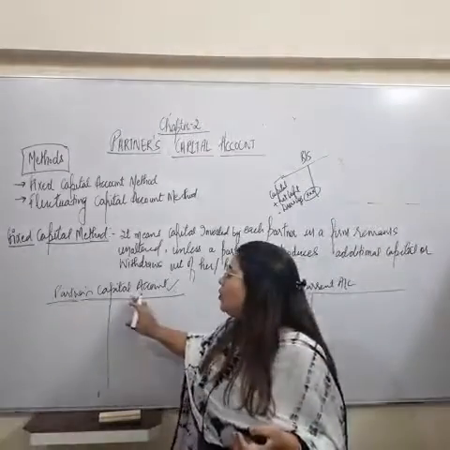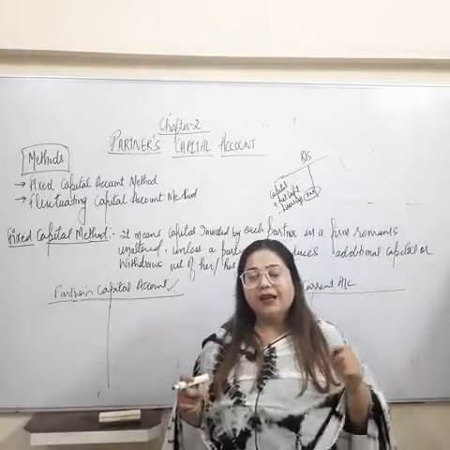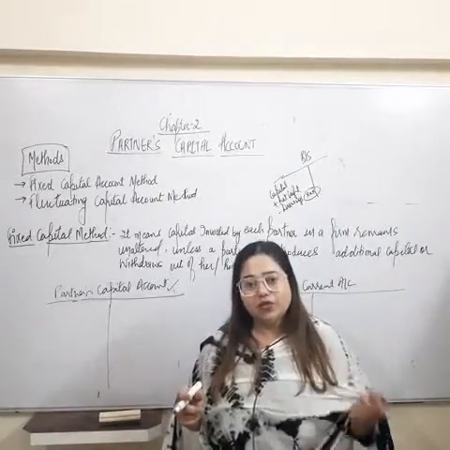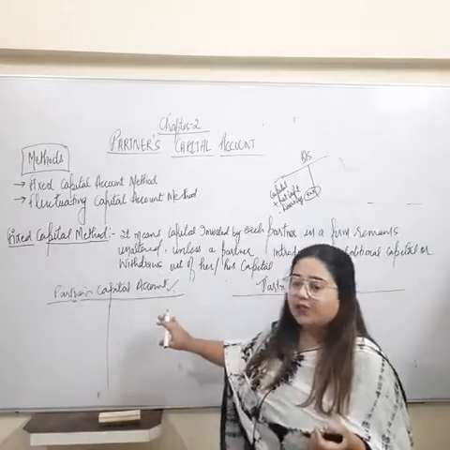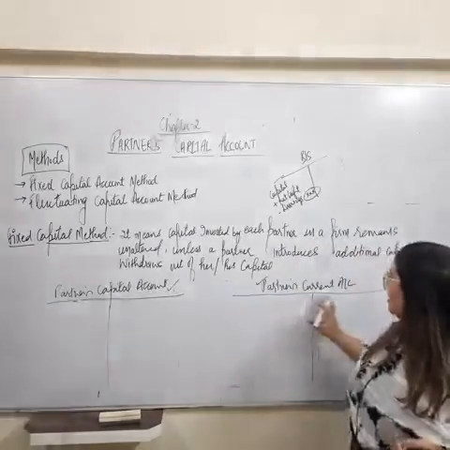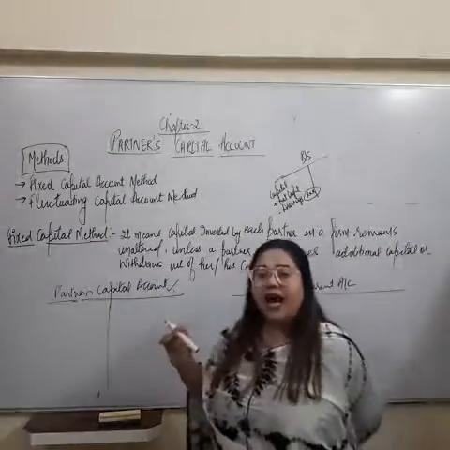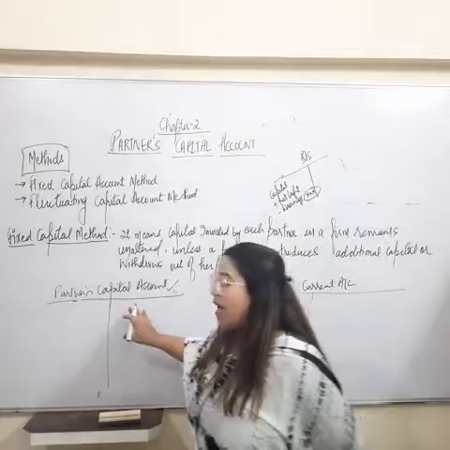right? Because we don't have to change partners capital account if there is no introduction and withdrawal. So that is why all other items are to be recorded in another account that is called partners current account. Is that fine? Now see what are the items to be recorded under partners capital account.